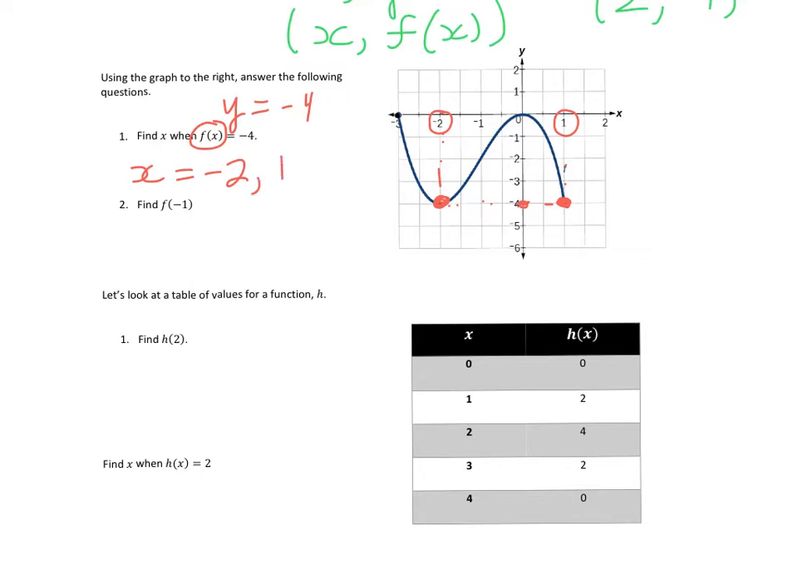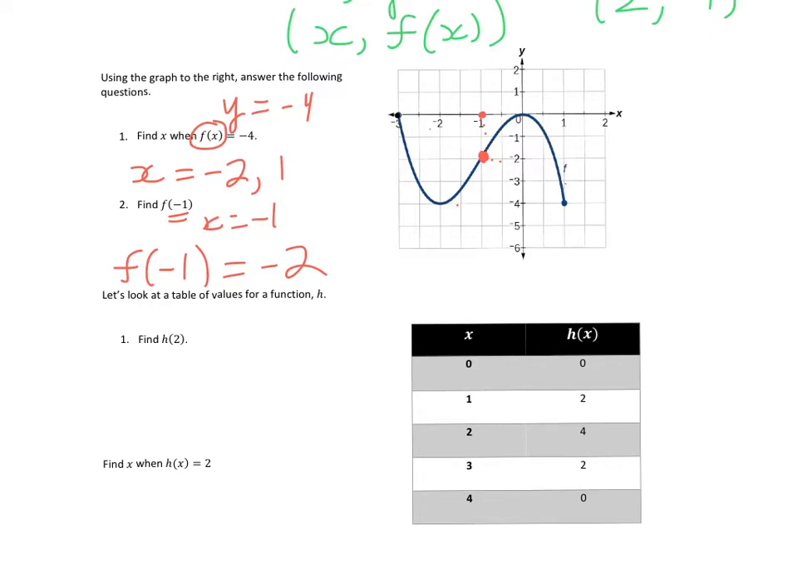Negative 2 and positive 1. Okay, so now we want to find f of negative 1. So now the input is negative 1. The input is negative 1. So this means x equals negative 1. So find the y value, the function value when x is negative 1. So there's x equals negative 1, and on the function that corresponds to negative 2. So we would write f of negative 1 equals negative 2. Okay, so there you go.